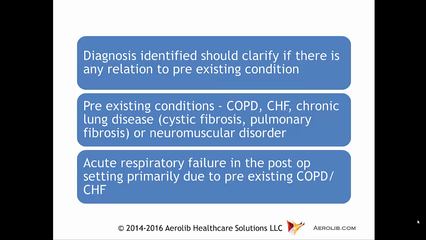Diagnosis identified should clarify if there is any relation to a pre-existing condition. And these pre-existing conditions could be COPD, CHF, chronic lung disease, including cystic fibrosis, pulmonary fibrosis, or any neuromuscular disease. In the post-op setting, acute respiratory failure should be written as acute respiratory failure in the post-op setting primarily due to pre-existing COPD or CHF, or if any other condition is deemed responsible for the patient's respiratory failure.